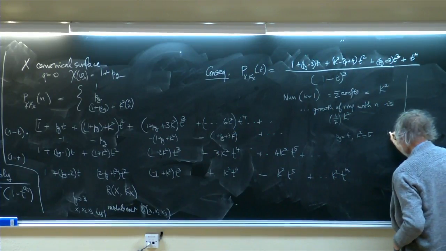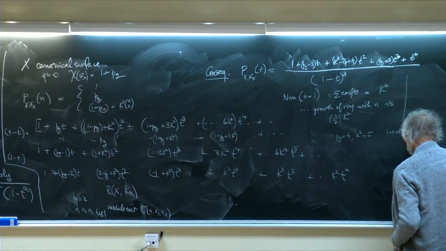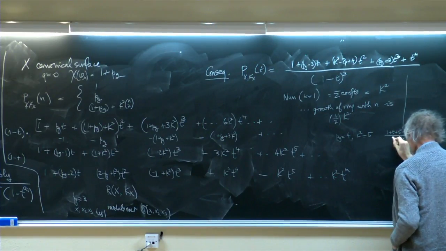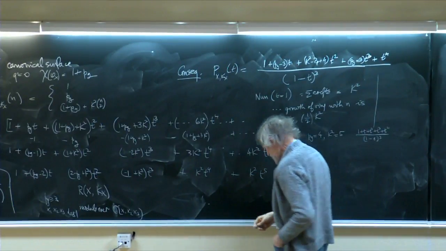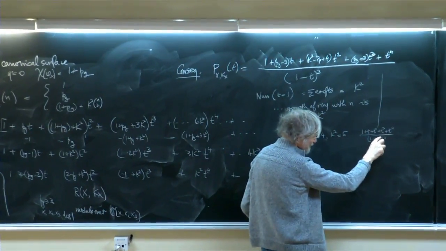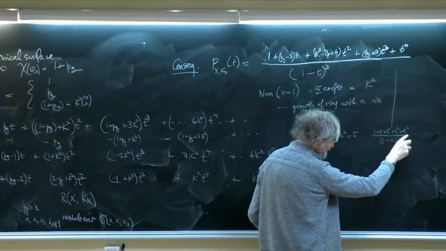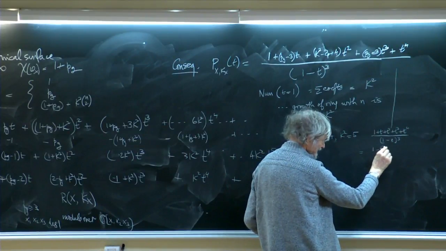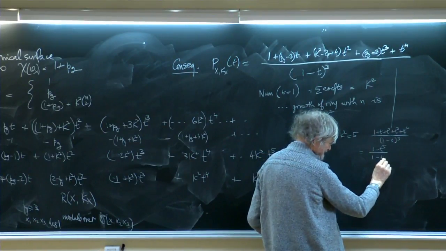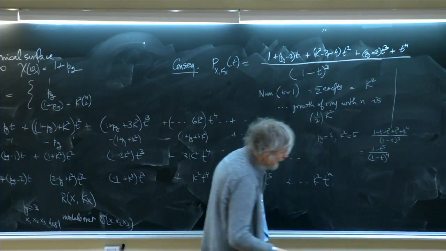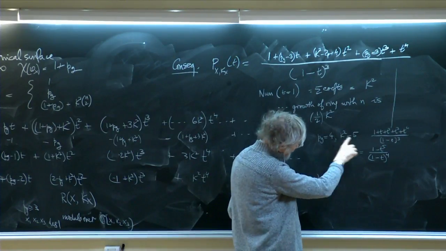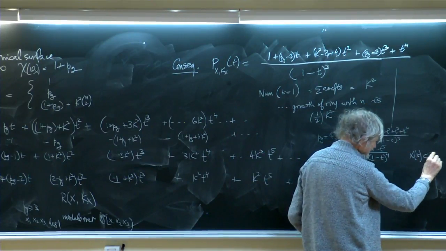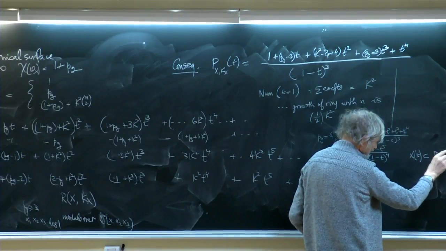So I get 1 plus t squared plus t cubed plus t to the 4th divided by 1 minus t cubed. Yes? And so it's probable that most of you know a closed form for this long sum. And so this is the same thing as 1 minus t to the 5th divided by 1 minus t to the 4th. Yes? And, you know, one possible model for this guy is X5 in projective space P3.